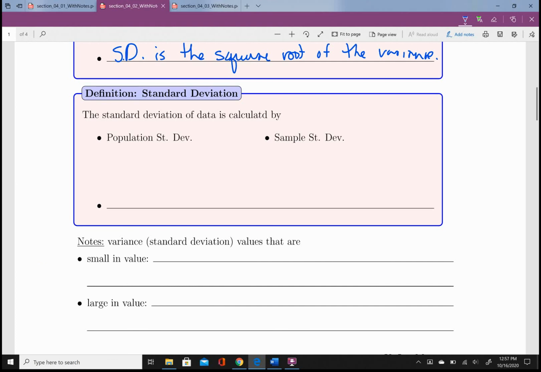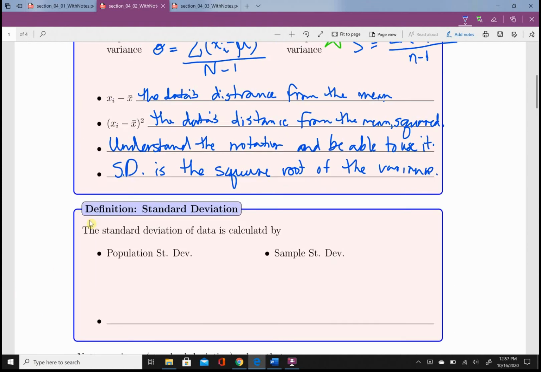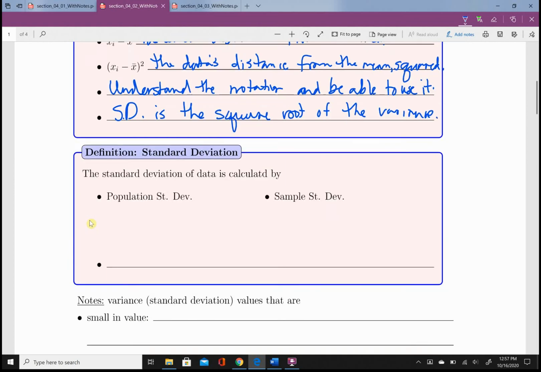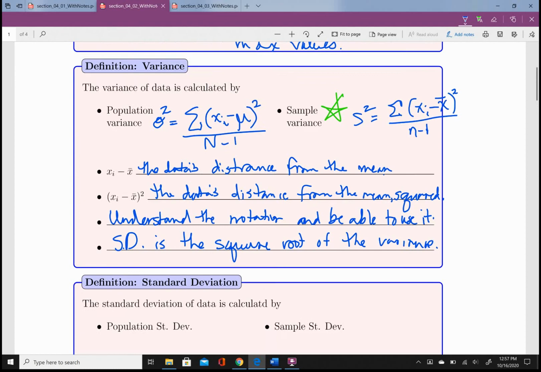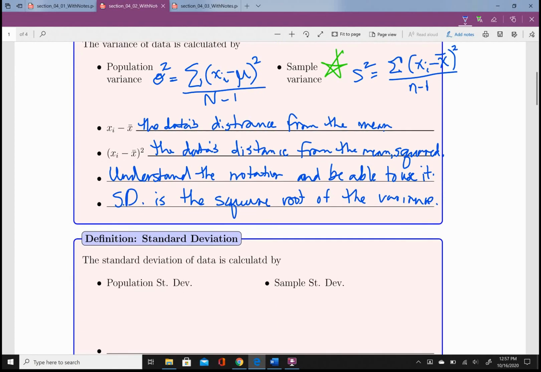So population standard deviation is the square root of the population variance, and the sample standard deviation is the square root of the sample variance. Here we go. So that'll be S equals the square root of, oops, don't want an E, I want a summation symbol, which looks like this: x sub i minus x bar squared, all over n minus 1.